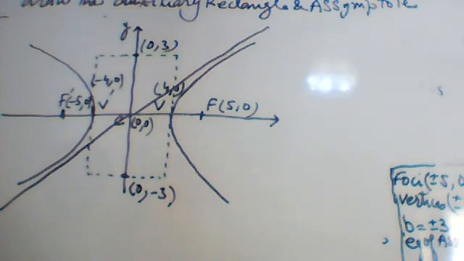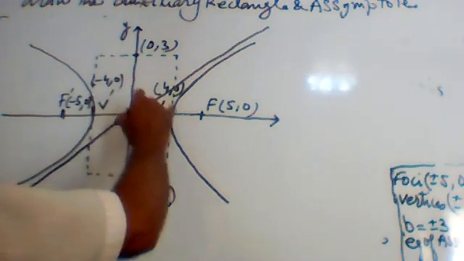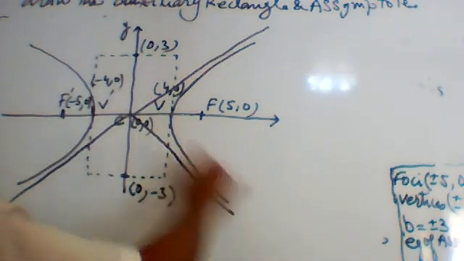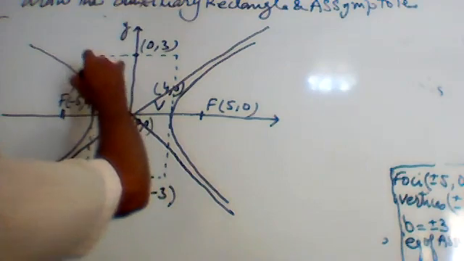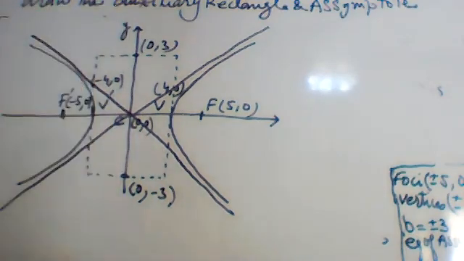This is one asymptote, the positive 3 upon 4. This is the other asymptote, y is equal to minus 3 upon 4x. So these are the two asymptotes. In this way, we will draw the graph. We will sketch the graph.